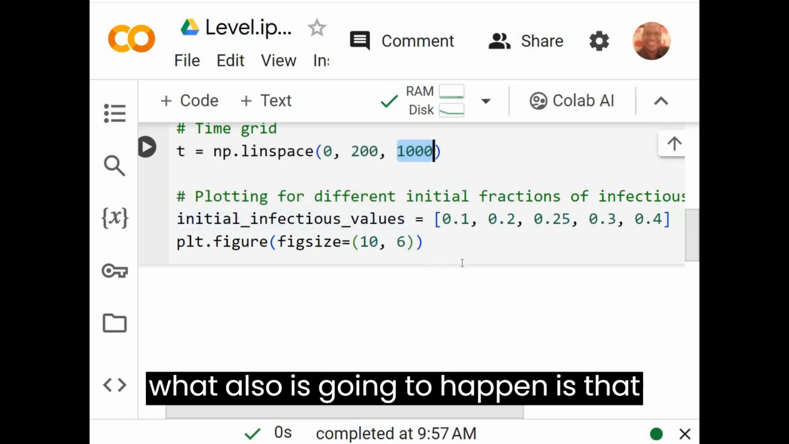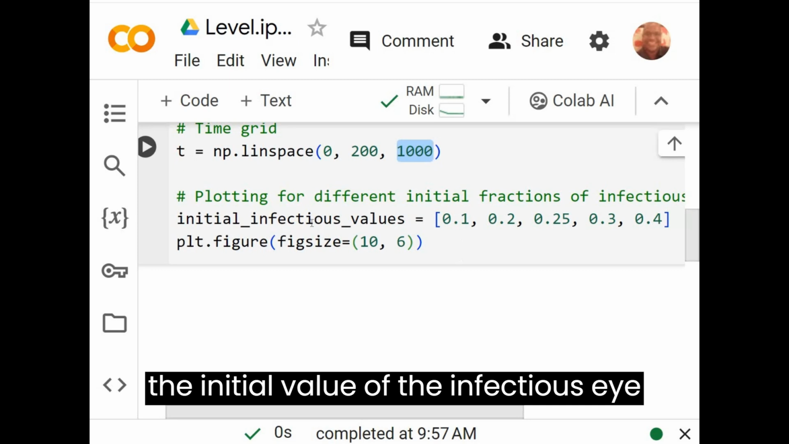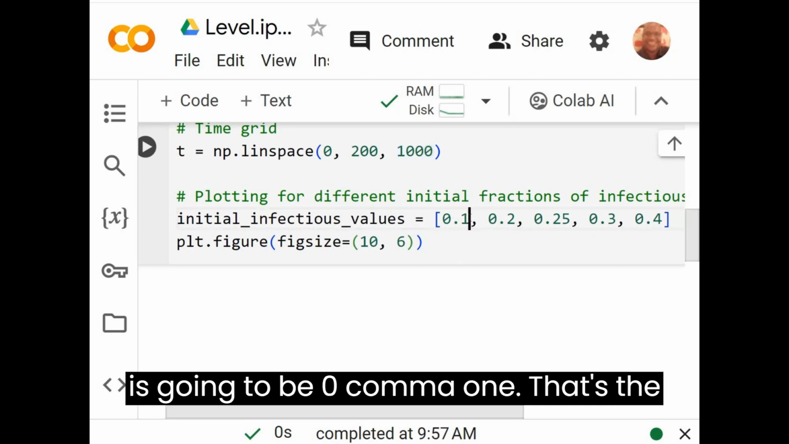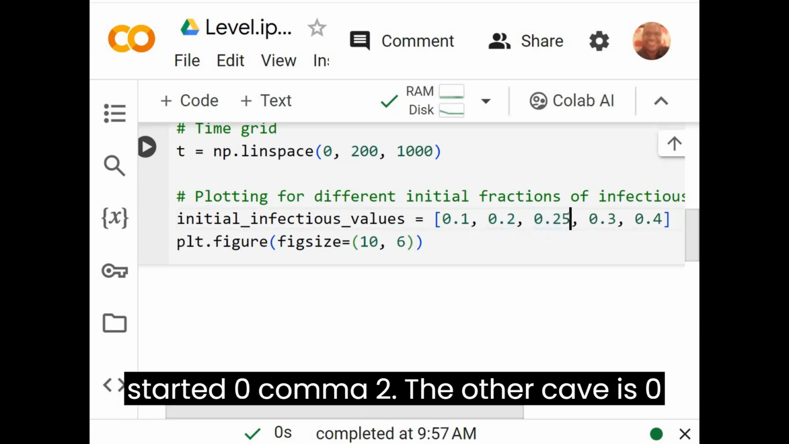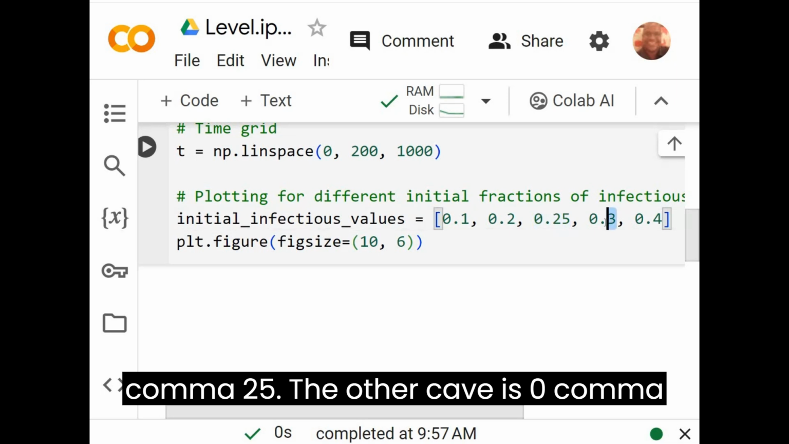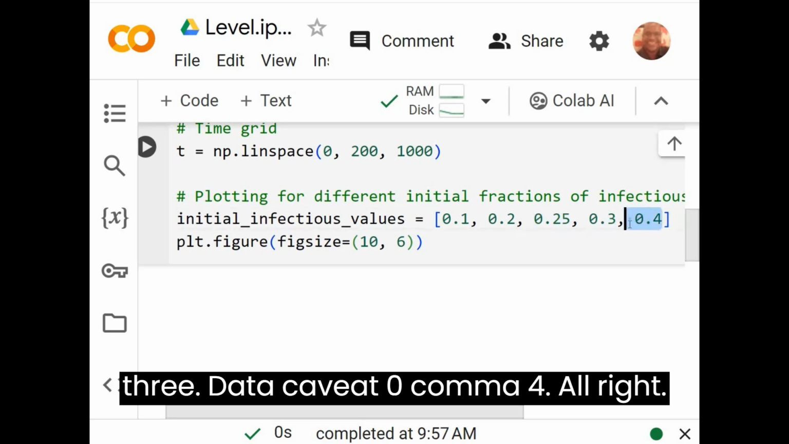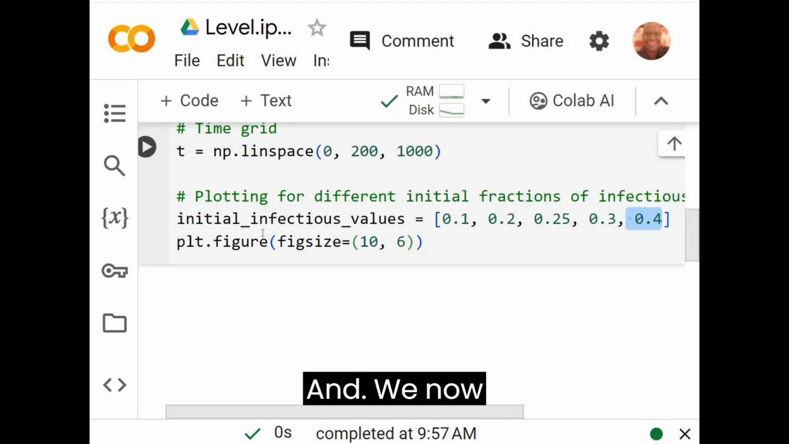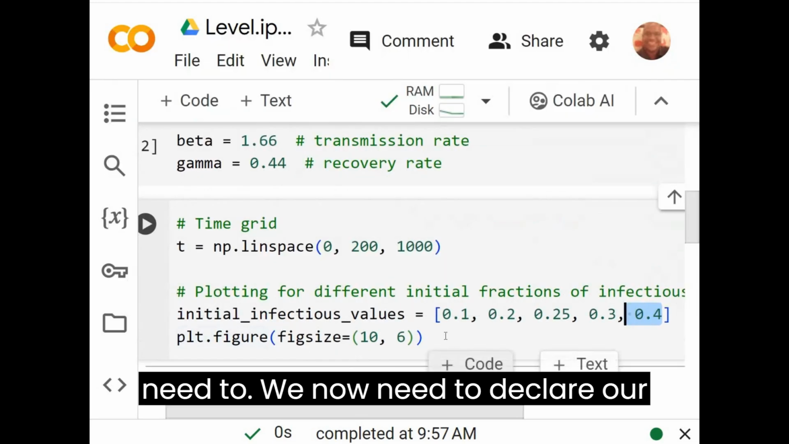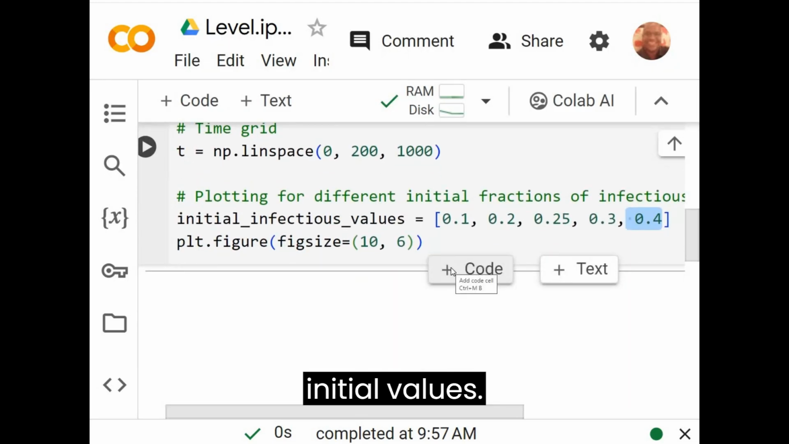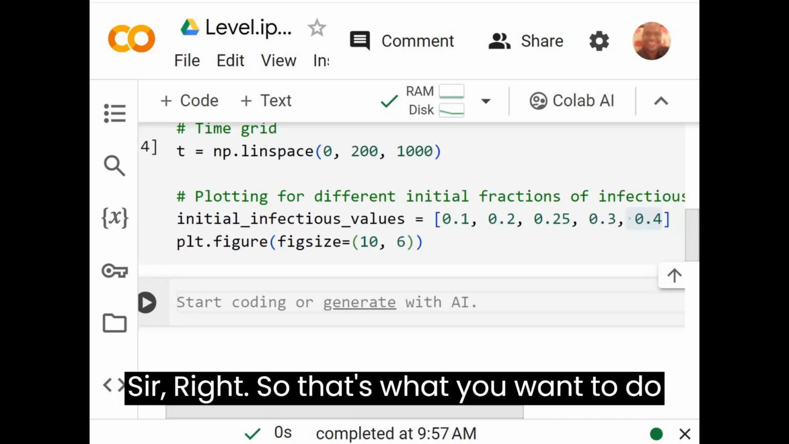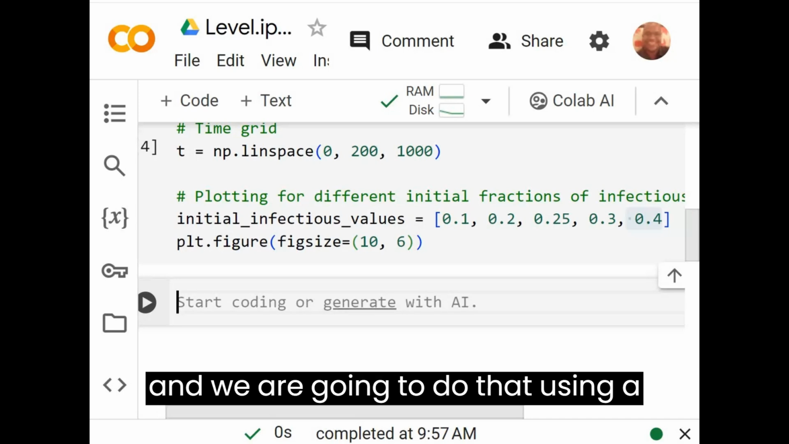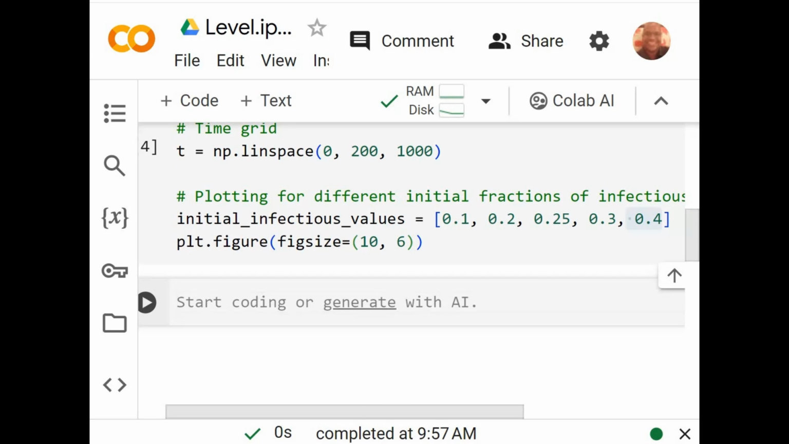Also, what is going to happen is that the initial value of the infectious I is going to be 0.1. That's the first one. Then the other curve will start at 0.2. The other curve is 0.25. The other curve is 0.3. The other curve is 0.4. All right. And we now need to declare our initial values for our SIR, right? So that's what we want to do, and we are going to do that using a function.